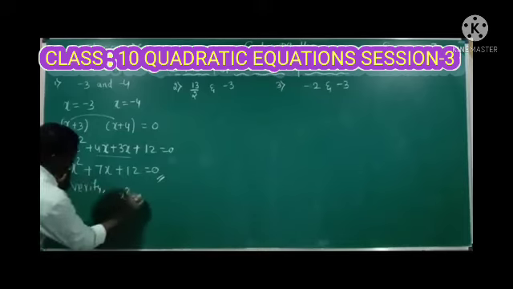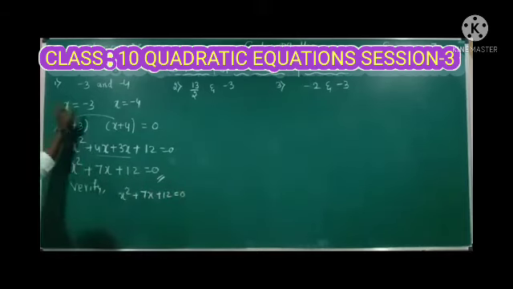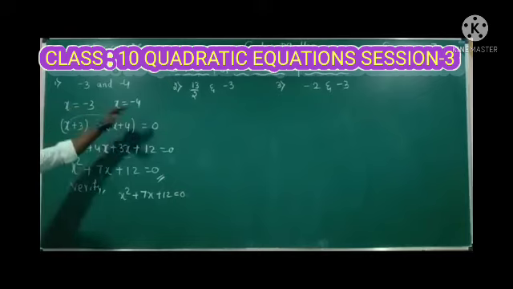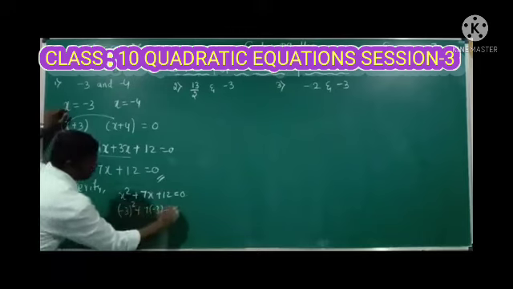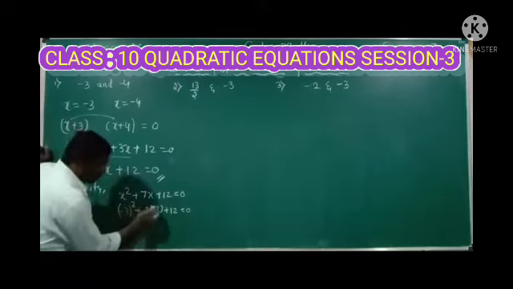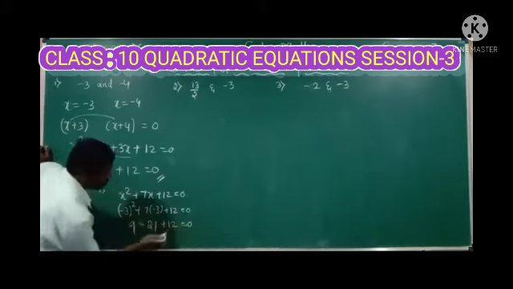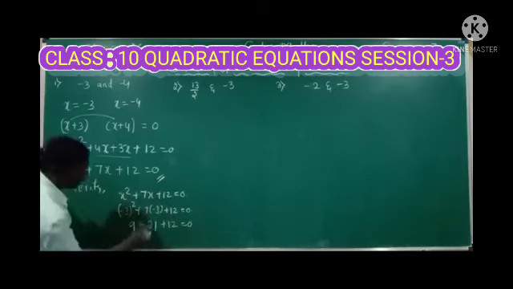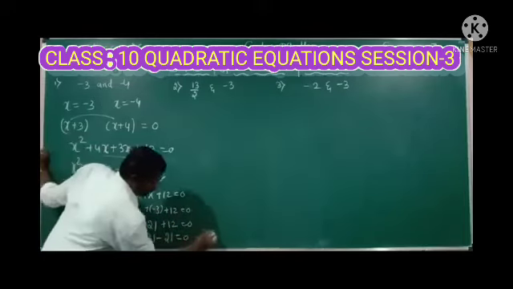So x square plus 7x plus 12 is equal to 0. Take any one value here, either x is equal to minus 3 or x is equal to minus 4. So x is equal to minus 3 means (minus 3) square plus 7 into minus 3 plus 12 is equal to 0. Minus 3 square is plus 9, 7 into minus 3 is minus 21, plus 12. Plus 9 plus 12 is 21, minus 21 is equal to 0. So 21 minus 21 is nothing but 0.